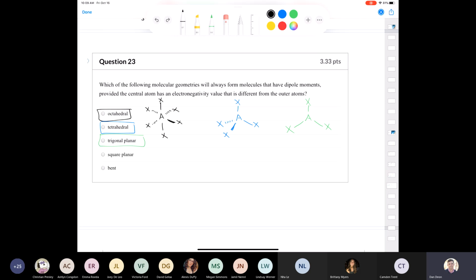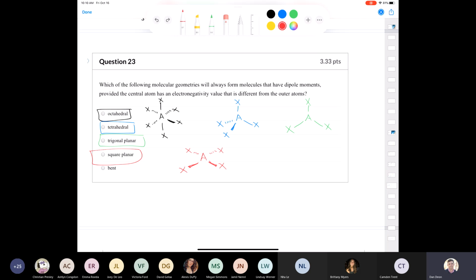The next one is square planar. So I'll use the red pen for square planar. Square planar would look like this. If I would have A, I would have 4 x's like this. And again, if x is more electronegative, the dipoles would all be pulling to the sides of a square. And so the answer is no for that.